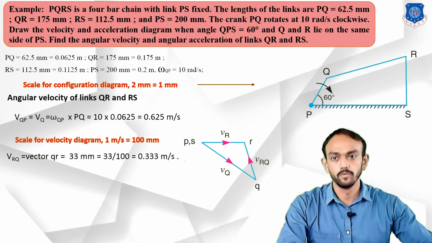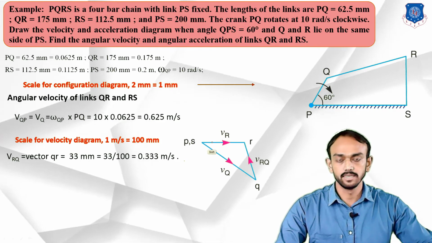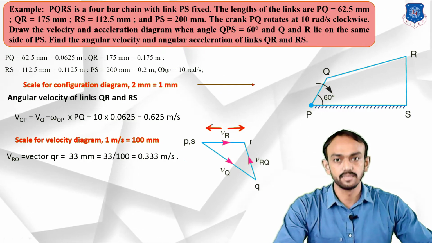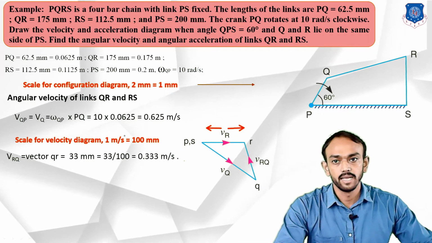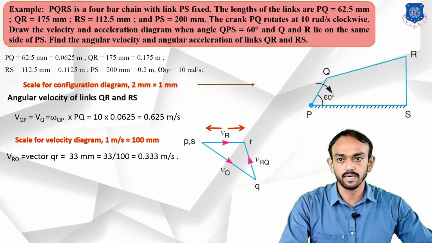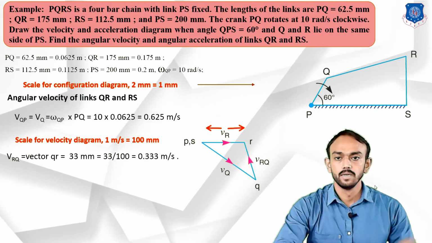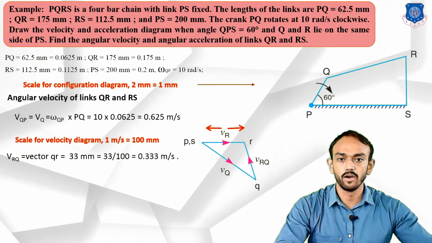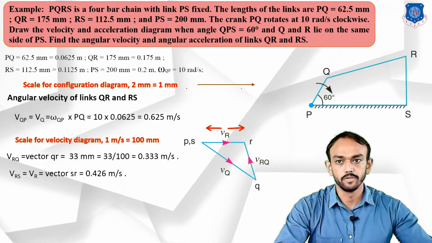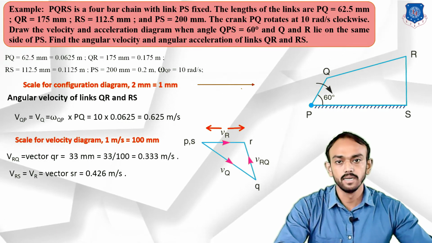Okay, so if you measure this distance, you will find this is 33 mm. And as you know, we have taken the scale here, which is 1 meter per second equal to 100 mm. Now we will find the velocity of R with respect to S, VRS, and you can find it by measuring the vector SR and dividing by 100.